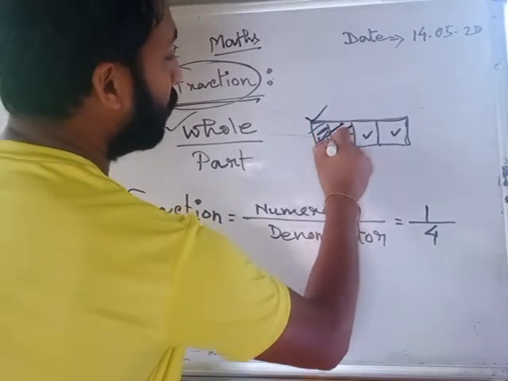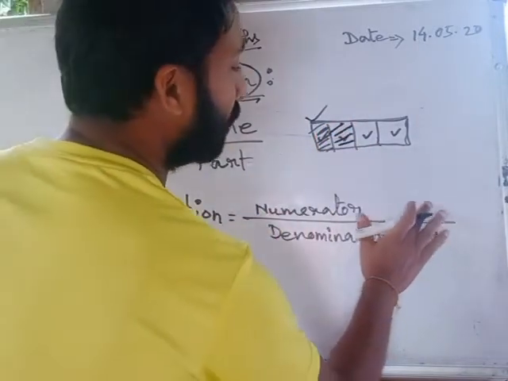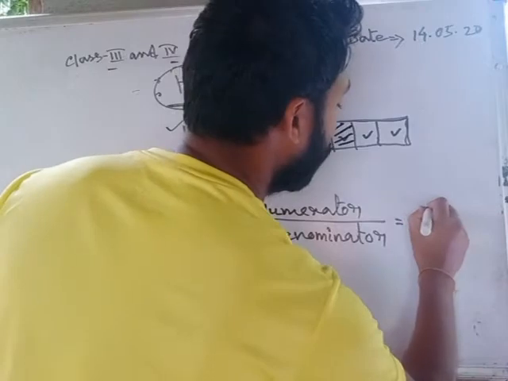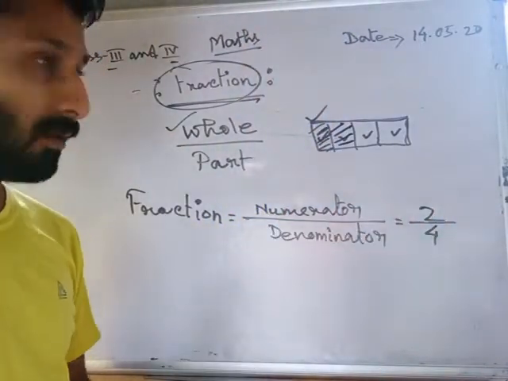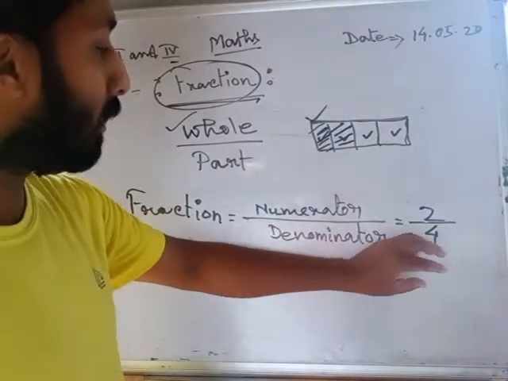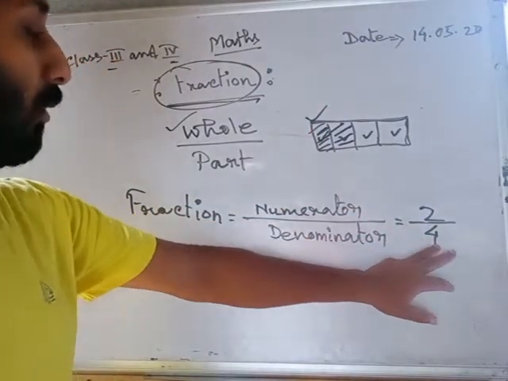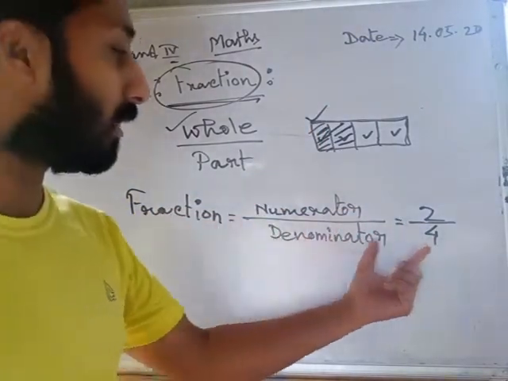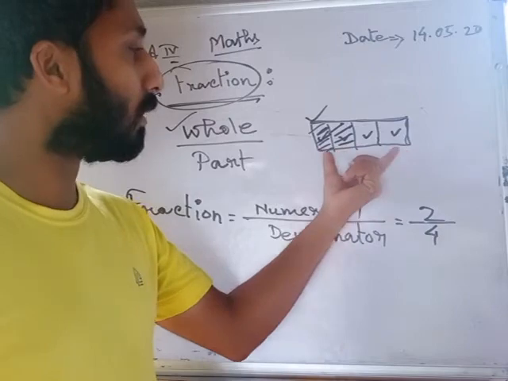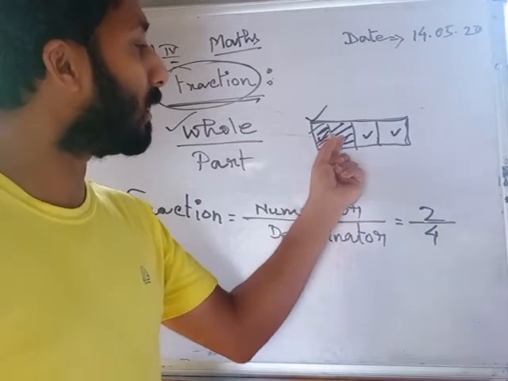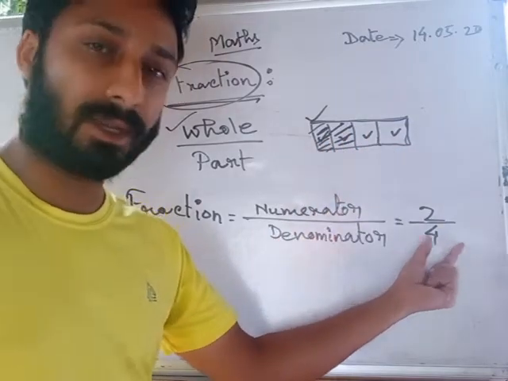If the shaded or mentioned part is 2, we should write 2 as a numerator in the upper portion of the fraction. Okay, in the lower portion of the fraction as a denominator, it will be the total number of parts. 4 parts are there. That's why we should write here 4.